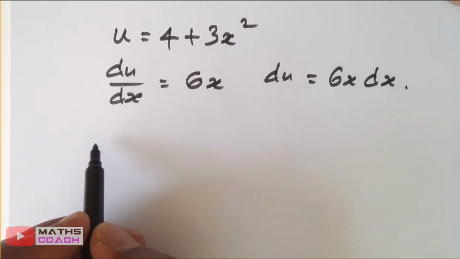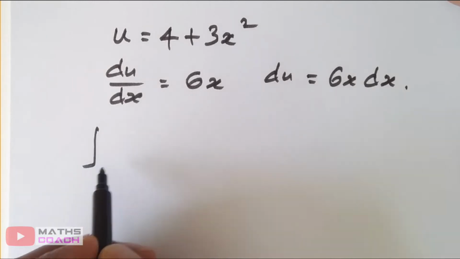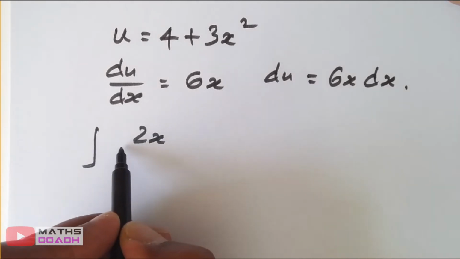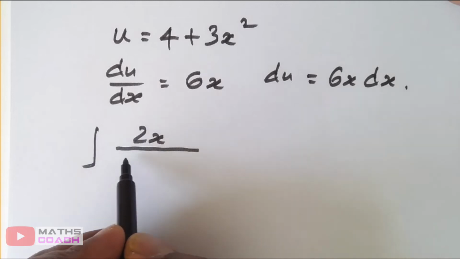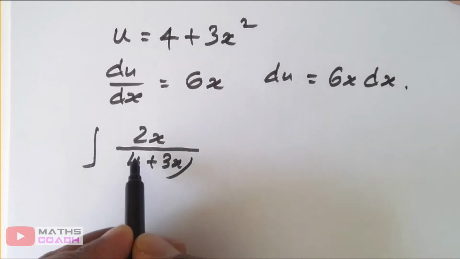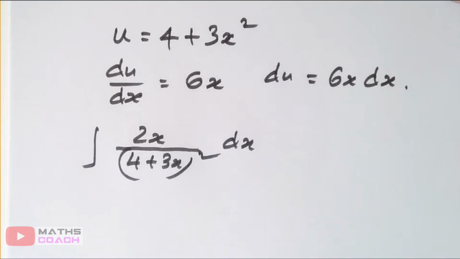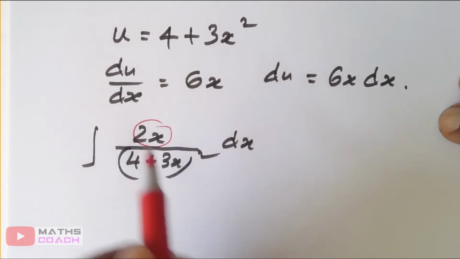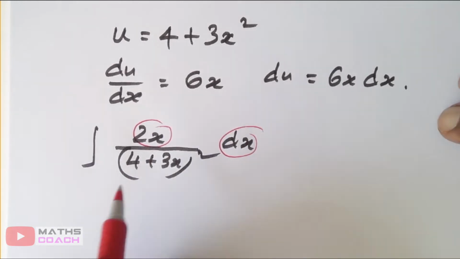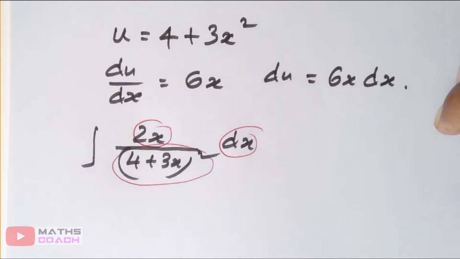Okay, so we're going to write out our question. Integration of 2x over (4 plus 3x) all squared dx. Okay. Every component here: we've got 2x, we have a dx, we have a (4 plus 3x) squared, 3 components, all 3 of which must be changed to an expression involving only u.